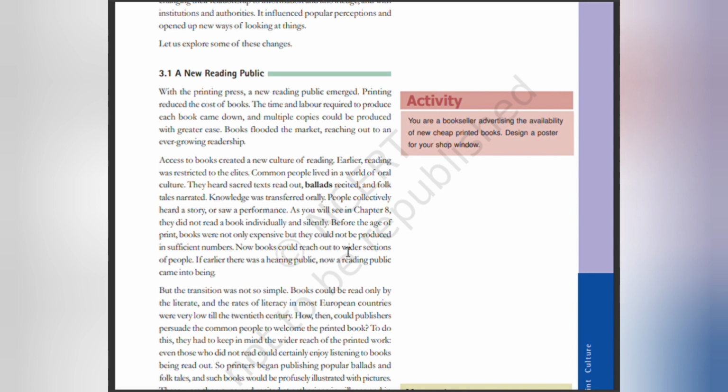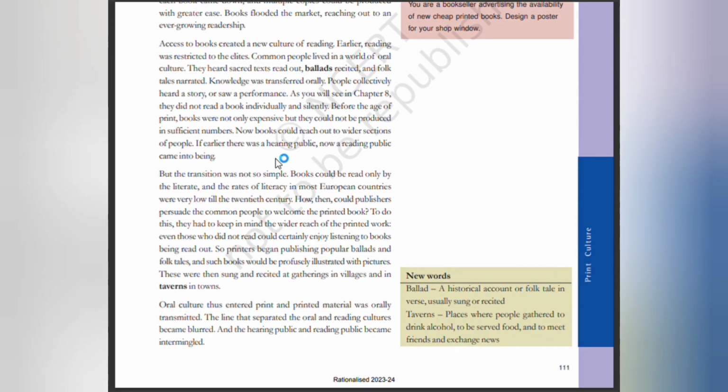If earlier there was a hearing public, now a reading public came into being. But the transition was not so simple. Books could be read only by the literate, and the rate of literacy in most European countries was very low till the 20th century. How then could publishers persuade the common people to welcome the printed book? To do this, they had to keep in mind the wider reach of the printed work. Even those who did not read could certainly enjoy listening to books being read out.